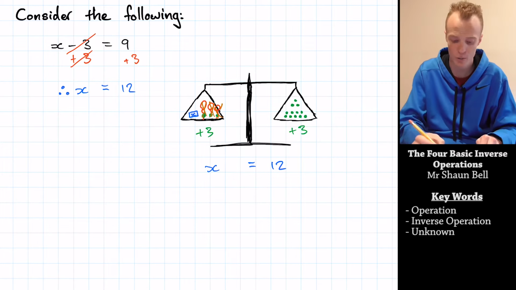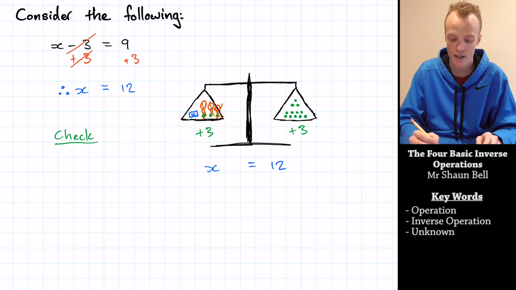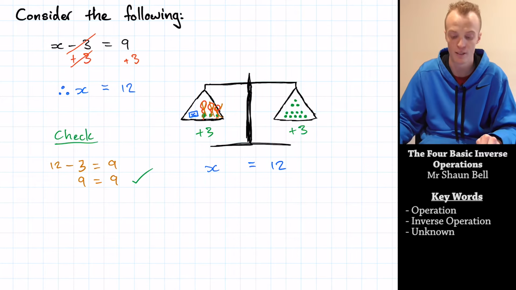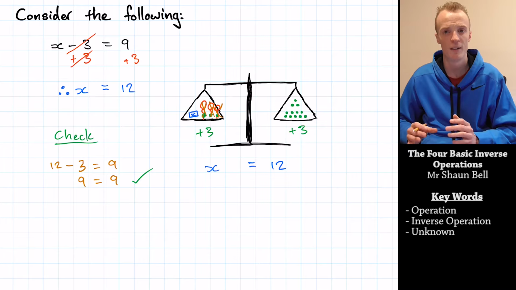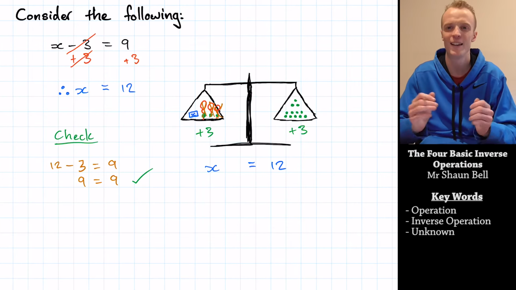But of course, we can always check to make sure we're right. So let's do that. In our check step, we substitute the value for x with 12, which will be 12 subtract 3, and it should equal 9. 12 subtract 3 does equal 9, so what we've got here is a true statement. So x does equal 12. So to summarise, when we've got subtraction from a problem, the inverse of subtraction is addition.